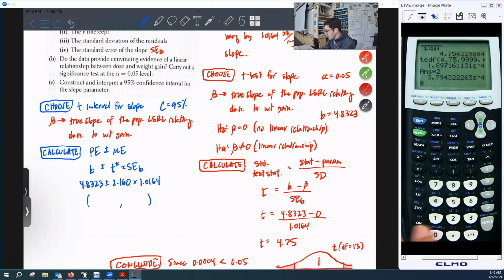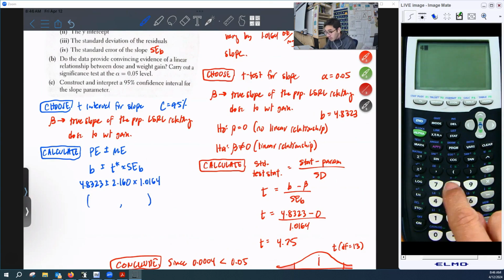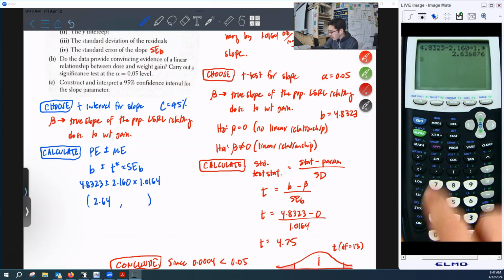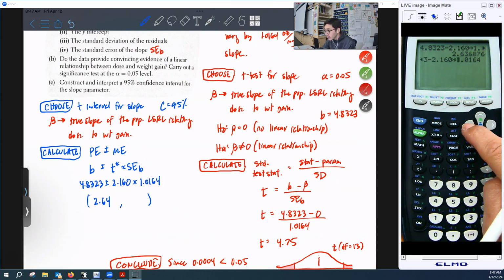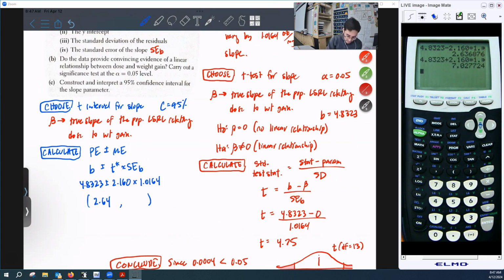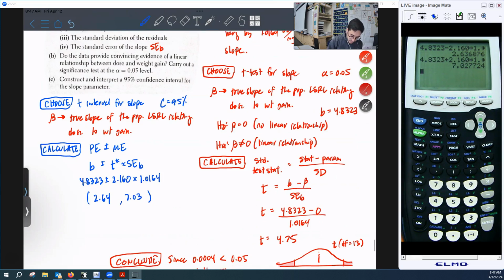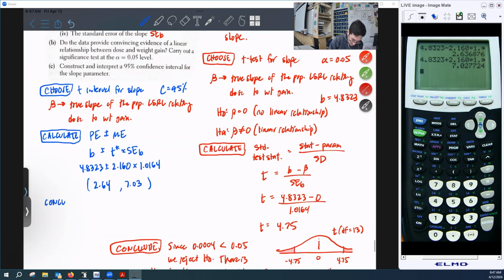Okay, so let's go ahead and calculate the endpoints here. So 4.8323 minus 2.160 times 1.0164. Right, so one endpoint of our interval is, let's just say 2.64. And then the other endpoint, I'm just going to change this minus sign to a plus sign. Get 7.03. All right, and now we just need to write a conclusion.